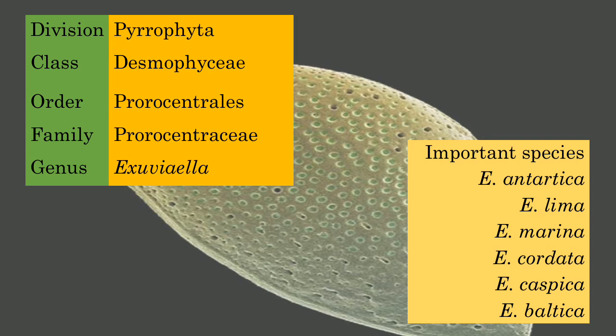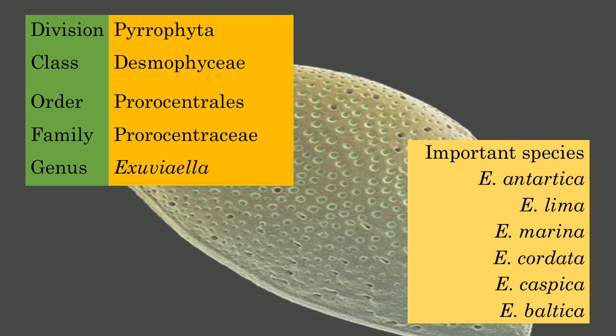So these Exuviaella all come under the dinoflagellates and desmoflagellate group, which are known to cause algal blooms in water bodies. Additionally, some of the group members also produce toxins when they cause the bloom, which has been associated with shellfish poisoning and ciguatera poisoning. So, Exuviaella is one such organism which comes under this group of algae.